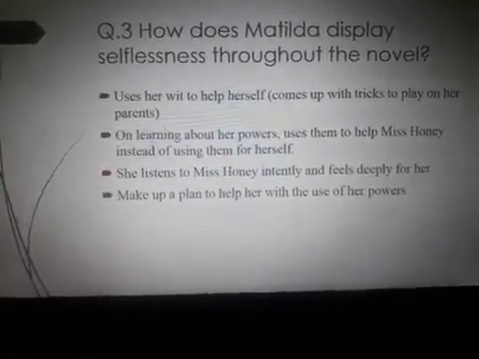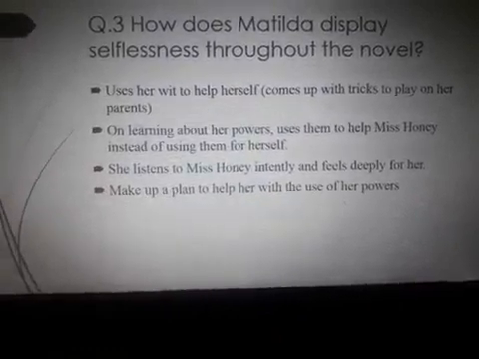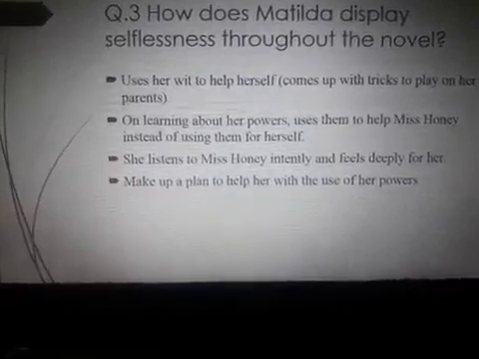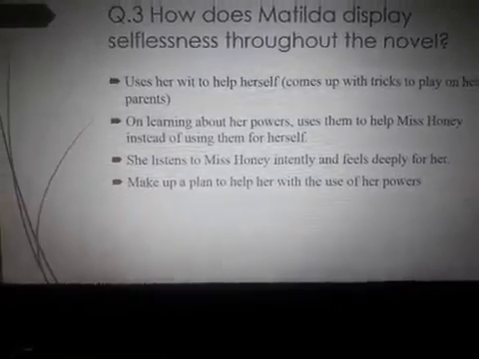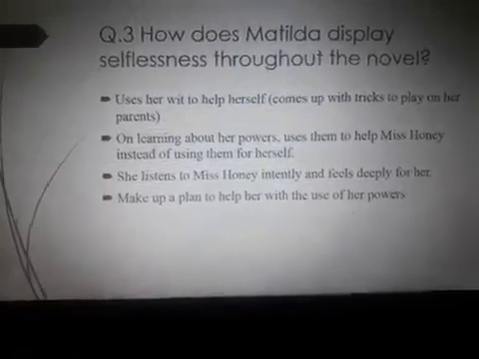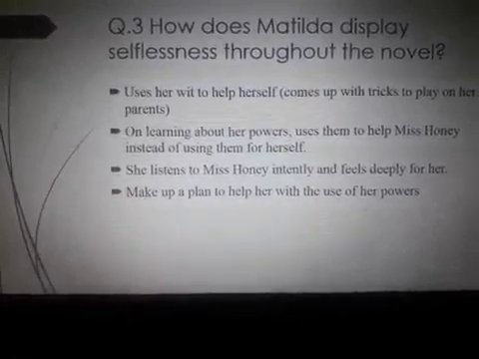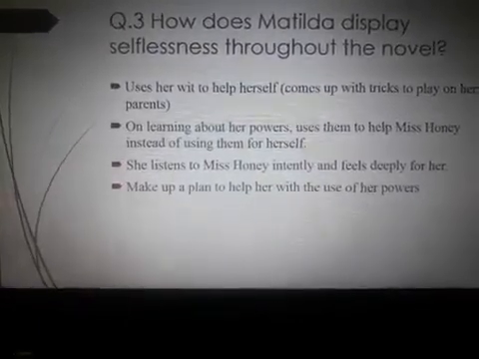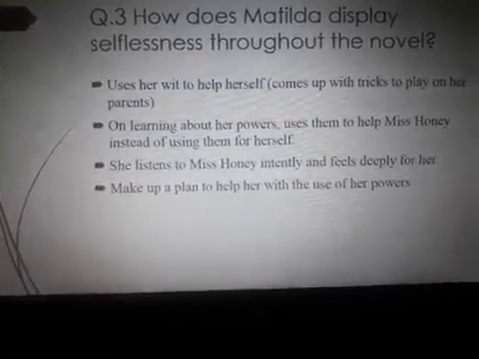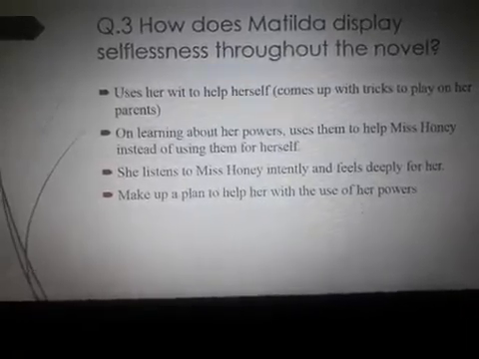That's one way that she has been coping with the family. The other thing is how it has been shown that she is one of the few girls who has a lot of feeling of care towards others. For example, when Miss Honey tells her the story of herself, she listens very intently, feels a lot of love for her, and sympathizes with her as well. So that is one of the examples of her love and support for others.